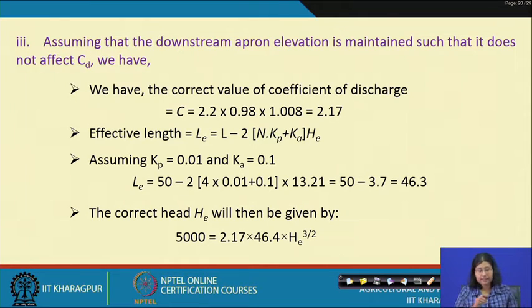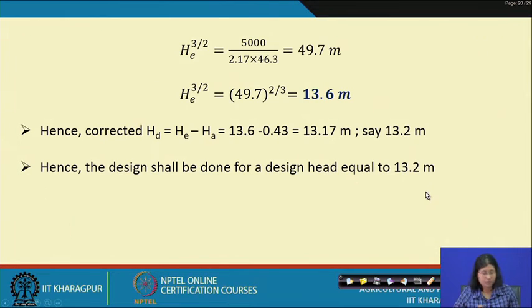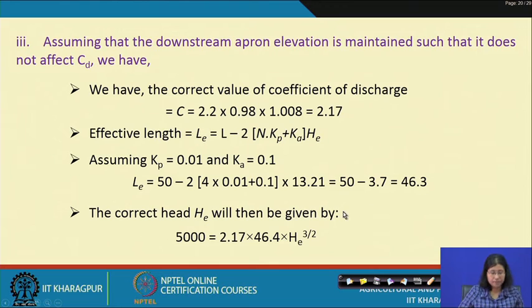Now, coming to the effective length of the spillway crest. We use this equation here. Now, we go for the calculation of LE. We assume Kp as 0.01 and Ka as 0.1. Now, we calculate LE with this being the 50 meter, and we plug this in the equation, and LE comes out to be 46.3 meter.